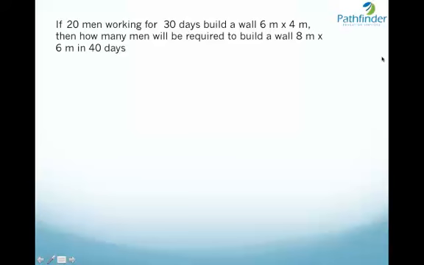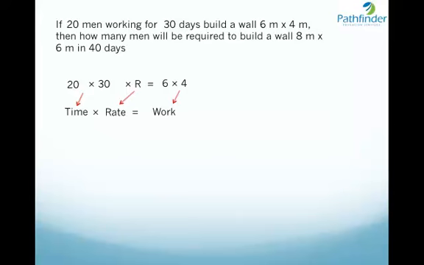Now here is how we will write the work equivalence equation. Now there will be two work equivalence equations. In the first equation, 20 men working for 30 days. So this is the time multiplied by rate must be equal to 6 into 4. 20 into 30 is actually the man days. Time into rate is equal to work. Now the reason why I am writing this equation below is to show you that our basic equation does not change ever. It always remains work is equal to rate into time.